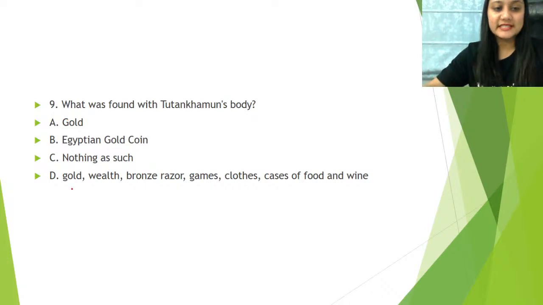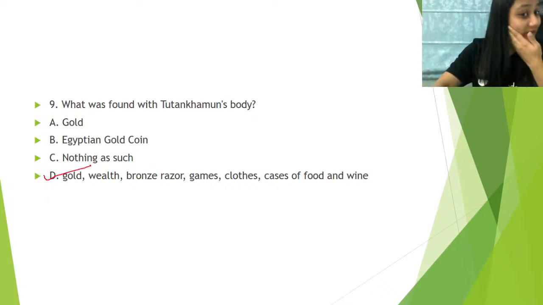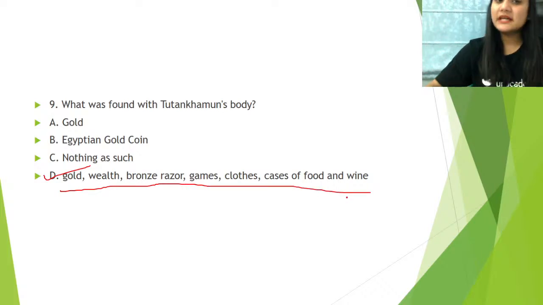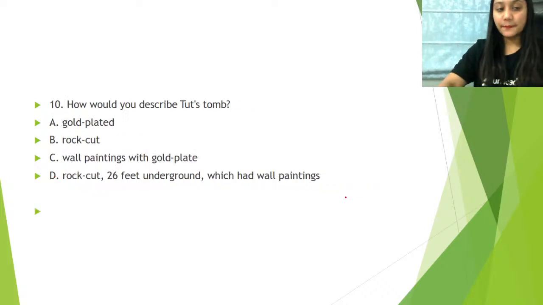Hey, all of you are right. Yes, that was option D. No, Nayan. Again, it is option D. Not just the Egyptian gold coin, but all these things were literally buried with his body.